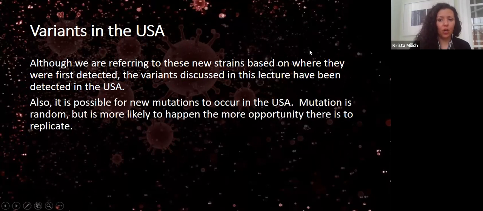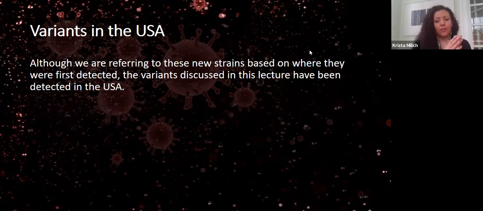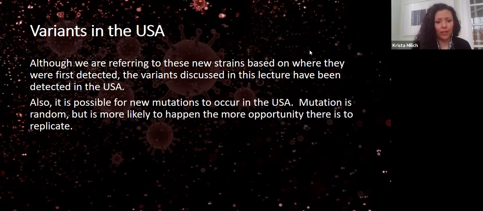One is that although we are referring to these new strains based on where they were first detected, the variants discussed in the lecture have been detected in the United States. The UK variant, for example, is in many different states already. Also, it is possible for new mutations to occur in the US. Remember what I said at the beginning about mutation being a random process. So, you know, it's occurring randomly.